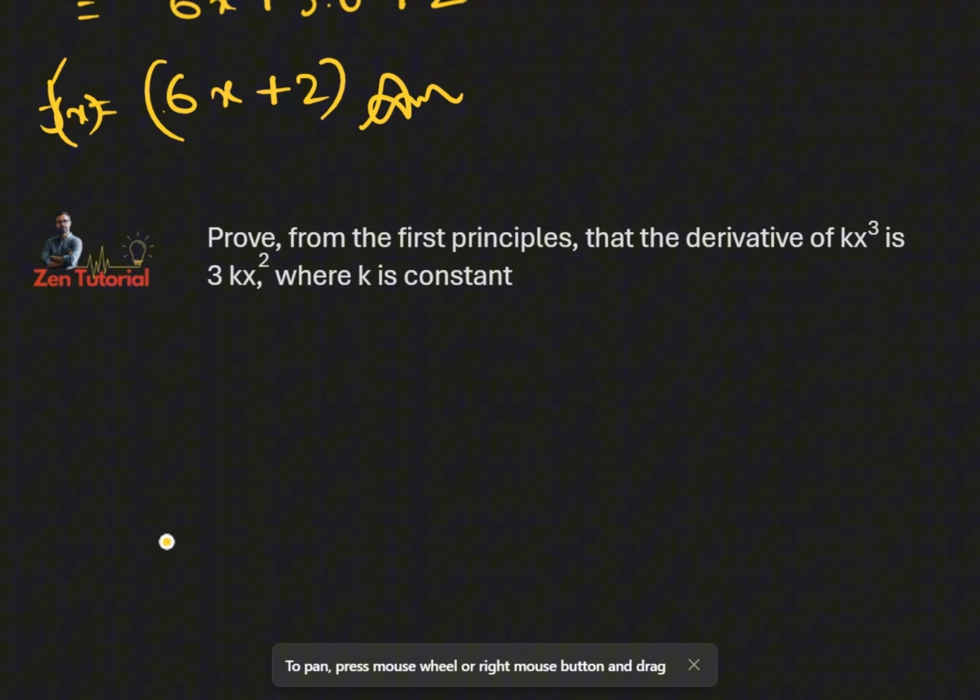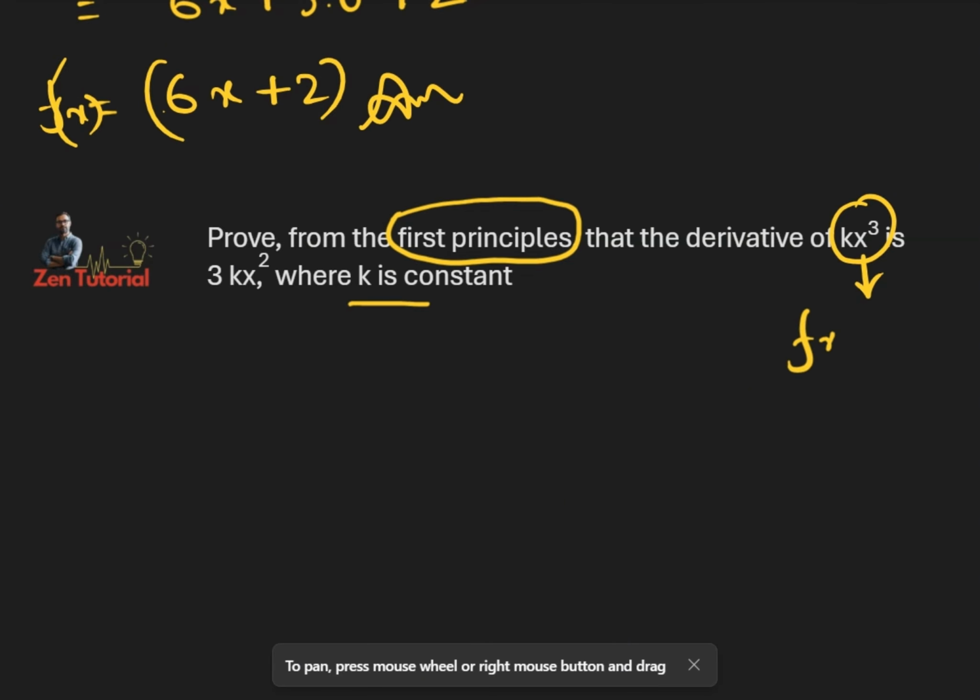In this problem, we have to prove that the derivative of kx cube is equal to 3kx square, where k is the constant. That is a very important point. And another point, the condition, is that we have to use the first principle. Indeed, what is the first principle of a function? So this is the function, f of x is equal to kx cube, right?